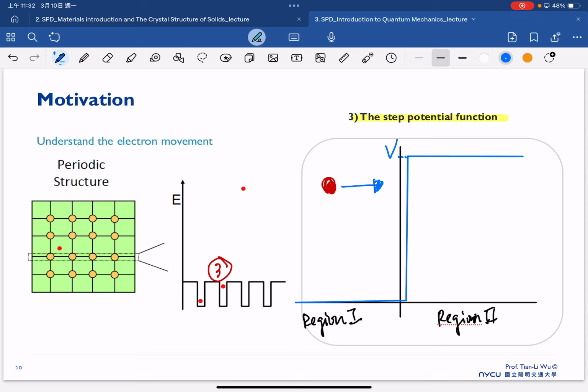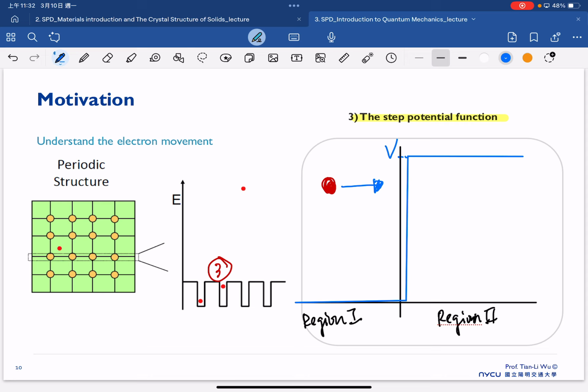So these are the three cases that can represent all the possibilities when electrons move in the periodic potential. If we can understand and derive the equations, then basically we can understand how the electron moves inside the periodic potential. And that's the goal.